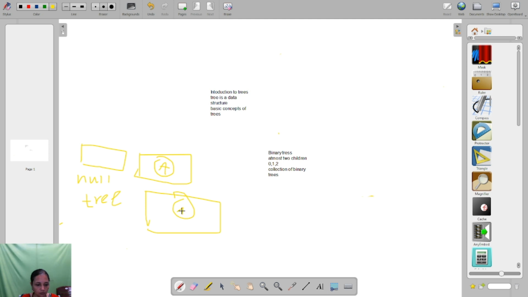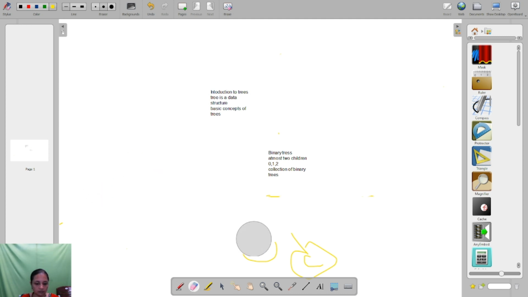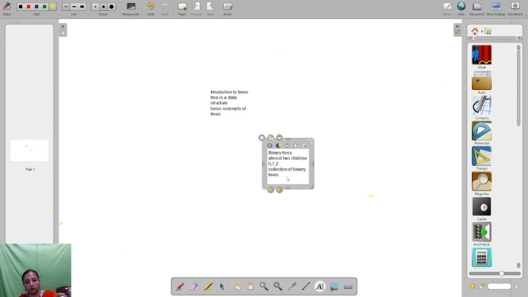The next one: one node, this one is A. Again, this one is B, so this is the left. This is also a binary tree. A, B and C, left and right side. This is also a binary tree. So these are the collections of binary trees. The next topic is binary tree traversal.